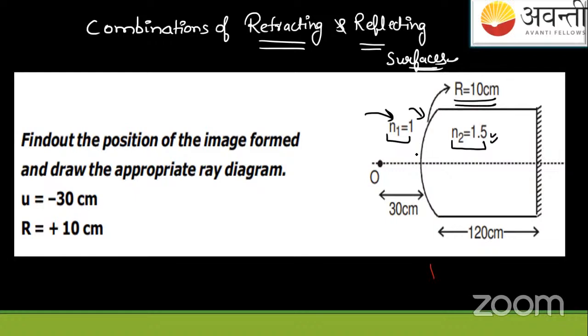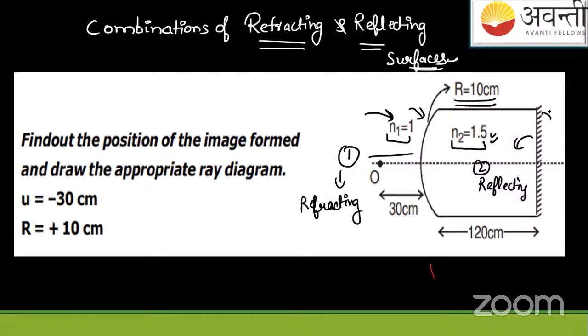See, two things can be noted here. Key here, one is the refracting surface, and the other surface is what? Reflecting surface. This is what kind of surface? Reflecting. This is what? Refracting surface. Okay. This is what? A plane mirror. A plane mirror.